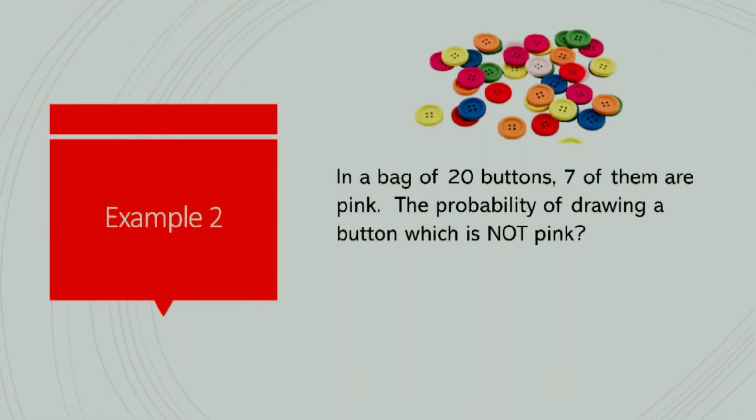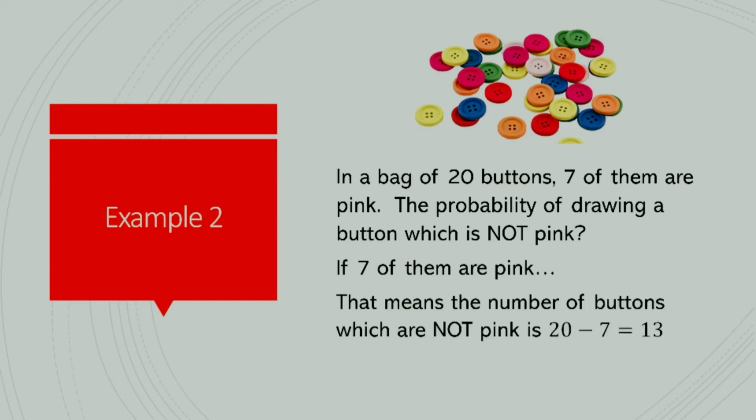What if instead of wanting to know the probability of drawing a pink button, the problem was asking what is the probability of drawing a button which is not pink? So we know 7 of them are pink. We know there are 20 total. So that tells me that 13 buttons are left which are not pink. So this time, to find the probability, we take the 13 in the numerator divided by 20.